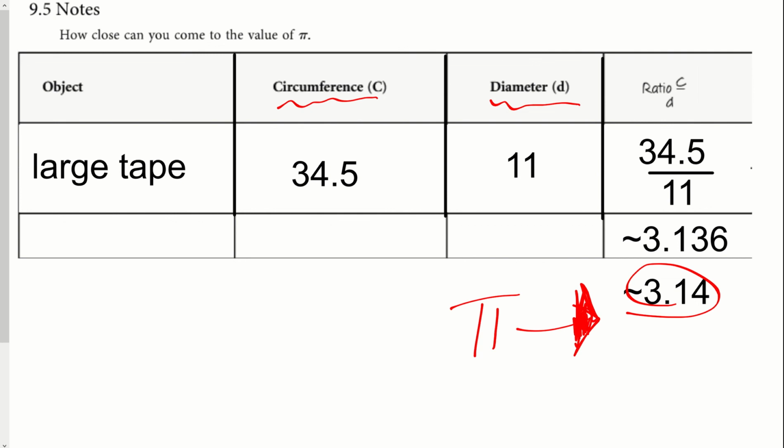I do encourage you guys to try this at home. You have plenty of space on your paper. Grab maybe an object or two and try measuring the circumference and the diameter of those objects to see how close you can come to pi.